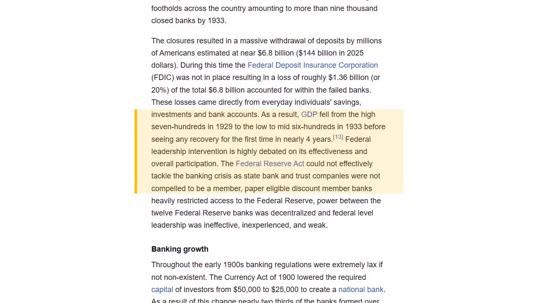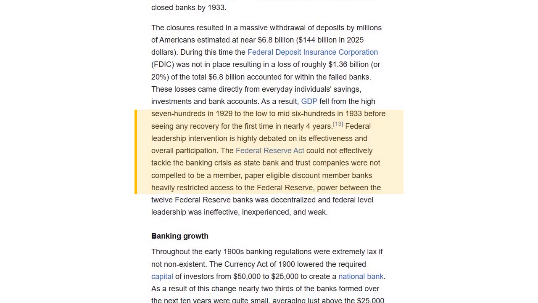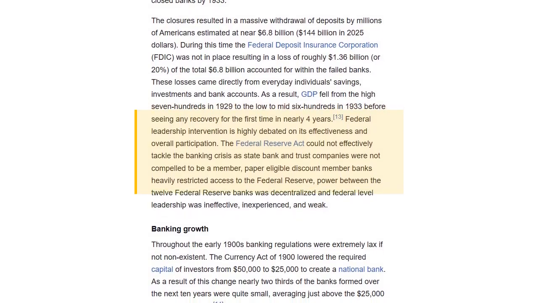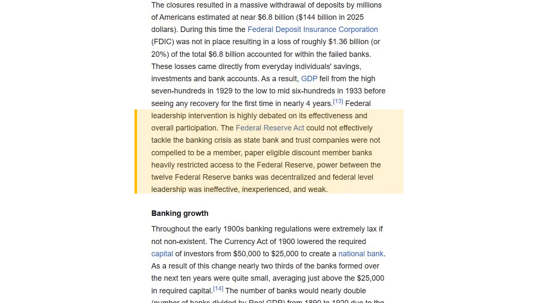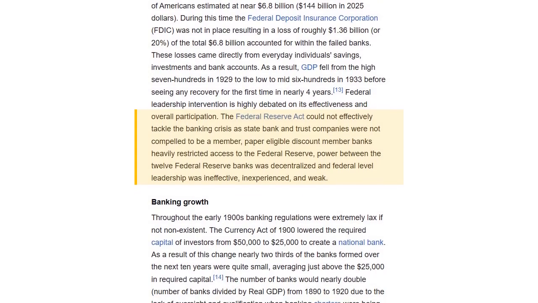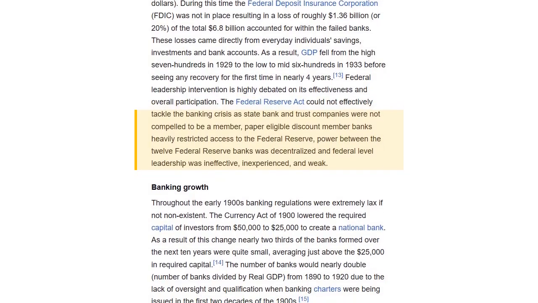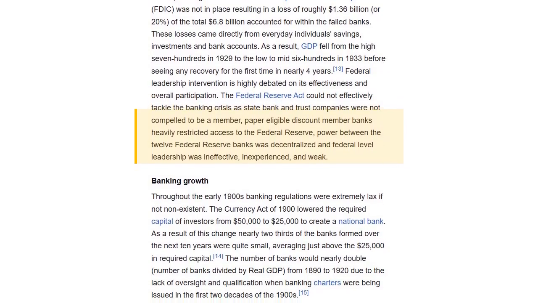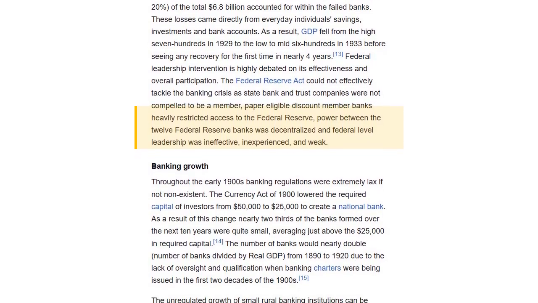Federal leadership intervention is highly debated on its effectiveness and overall participation. The Federal Reserve Act could not effectively tackle the banking crisis, as state bank and trust companies were not compelled to be a member, paper-eligible discount member. Banks heavily restricted access to the Federal Reserve. Power between the 12 Federal Reserve banks was decentralized, and federal-level leadership was ineffective, inexperienced, and weak.